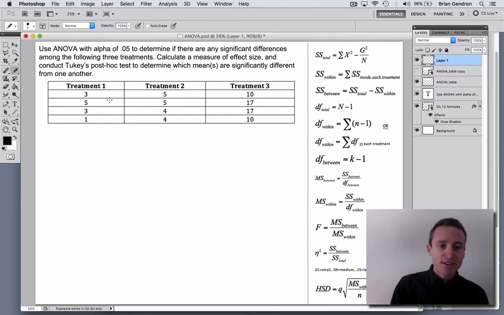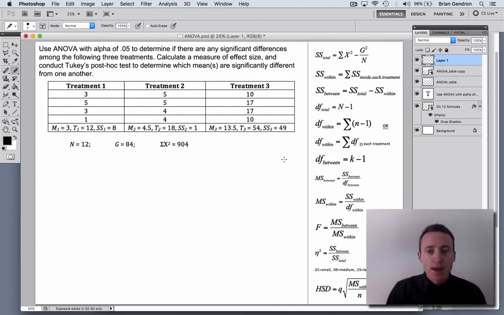Okay, so we have this basic information. This is the raw data. Some researcher went out and measured 4 people in the first group, 4 people in the second group, and 4 people in the third group, and obtained these scores. Before beginning this video, I went ahead and calculated some necessary information to conduct the ANOVA. Let's go through that with the first group, treatment 1. The first is M, which is the mean, the average score, which is 3.